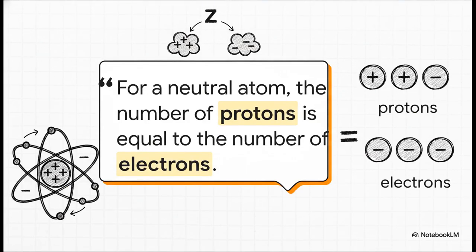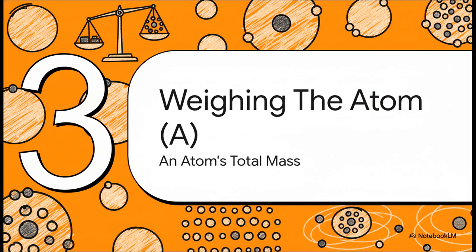And Z has another neat trick up its sleeve. You see, in a neutral atom, that's one without any overall charge, the number of positive protons is perfectly balanced by the number of negative electrons. So, if you know Z, you don't just know the protons, you get the electron count for free. So, we've got the atom's ID. Now let's talk about its weight.